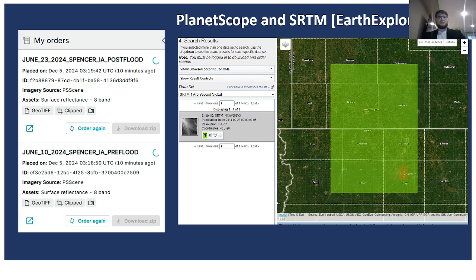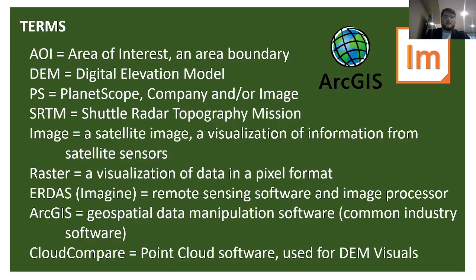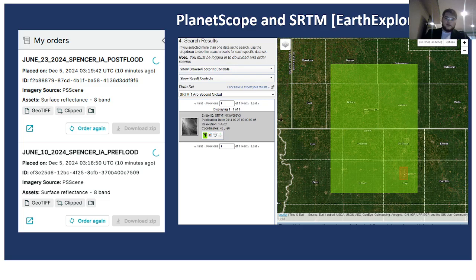The data that I used was from PlanetScope, and then I used Earth Explorer to download the SRTM. If you go back to terms, you can see SRTM is the Shuttle Radar Topography Mission. It covers a lot of area, and it was one giant sampling, so it got a lot of information. It's all very even and covers everything similarly. So it's important. It's a common model that people use.